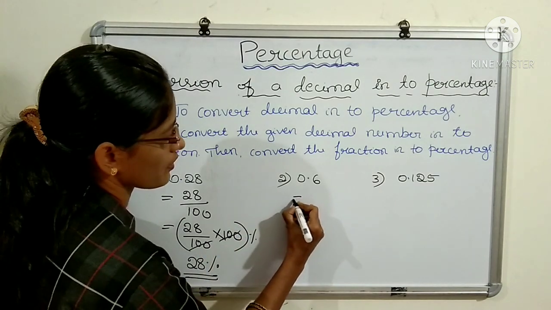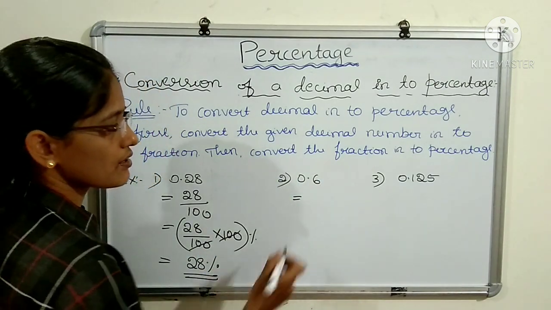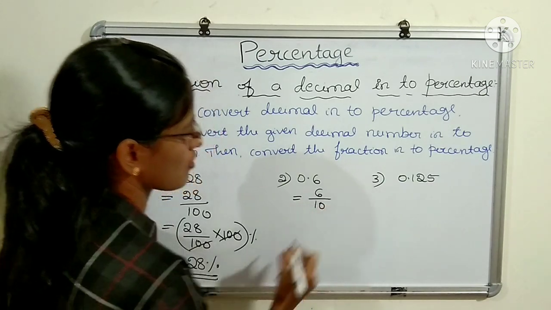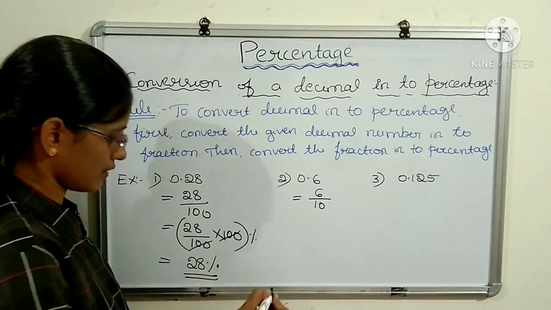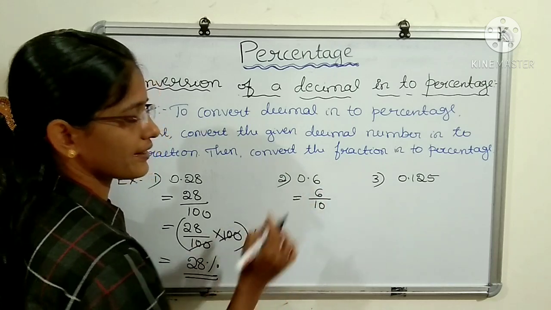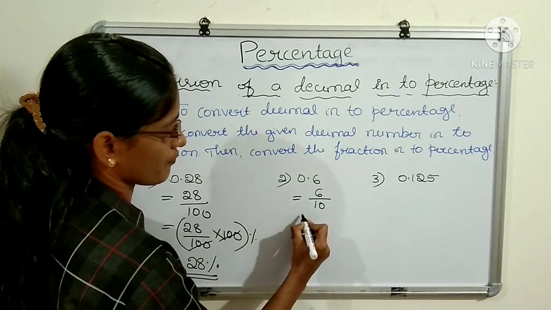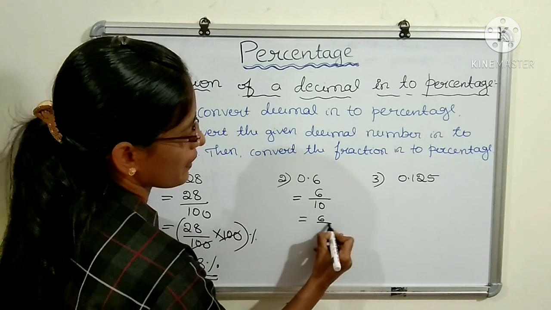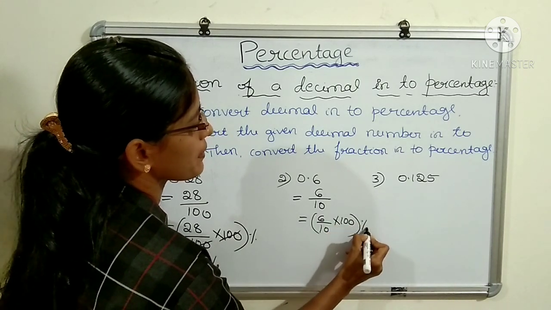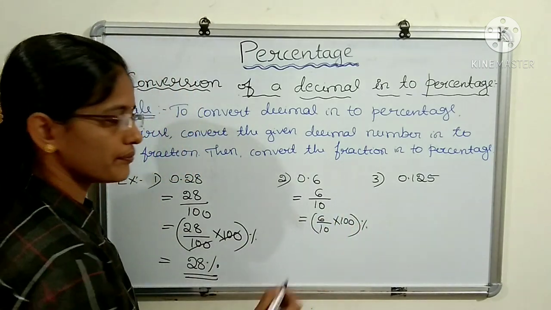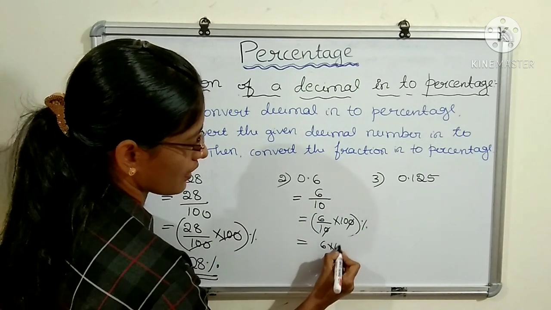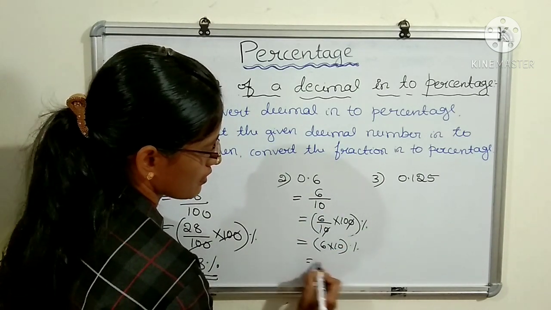Now here see second one, 0.6. How to convert? For fraction 6 by 10, because after the decimal point only one place, so 6 by 10 is the fraction form. Now 6 by 10 into 100. To convert percentage, we must multiply by 100 and percentage symbol. Now here 0 cancelled. 6 into 10. What is the answer? 60%.